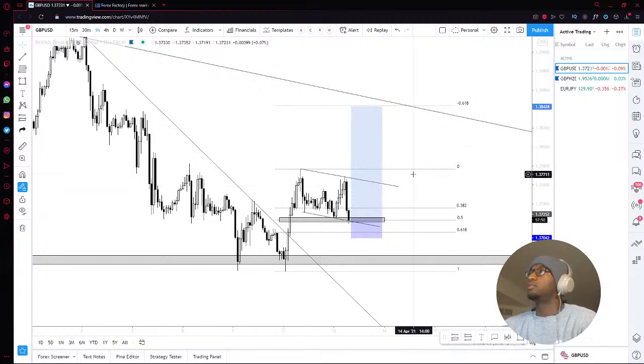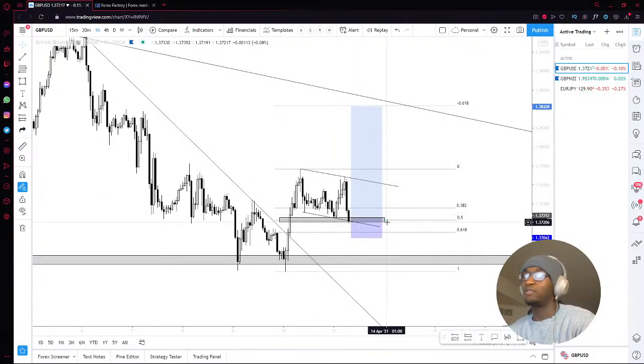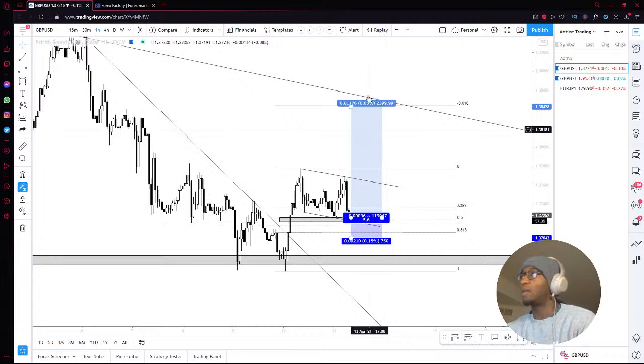Alright, so last week was when I had this actual setup. I was waiting for a break of this trend line, which we got here, waiting for a correction, which we got here, and now I'm just waiting for an entry signal. The correction came right down to the 50, and we'll see what happens.